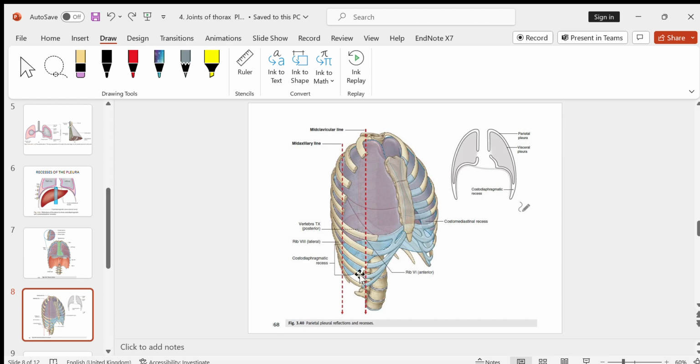The importance of this recess is that during thoracocentesis, a procedure in which we take out excess air or fluid in the pleural space, it is taken out from this space. The needle is passed between the 7th and 8th rib, in the 8th intercostal space, along the lower part, so that the neurovascular bundle that is located in the upper part of the intercostal space is not disturbed.